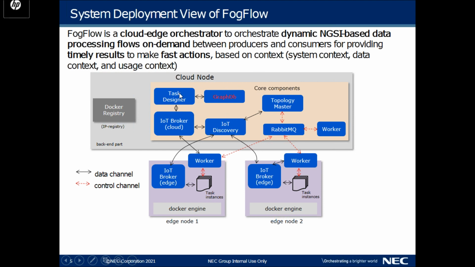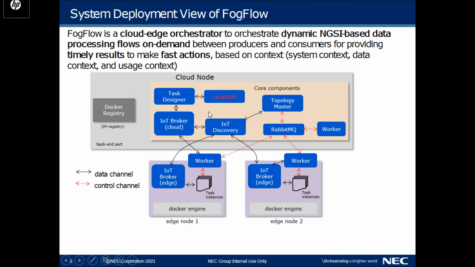Currently in the design we have two kinds of nodes. One is the cloud node, another is the edge node. In the edge node, we run only the IoT broker and the worker. A worker is a kind of facility where you can execute your task. A task is based on the content: FogFlow orchestrates the new flow, and that flow is executed within that worker. The worker basically executes that.